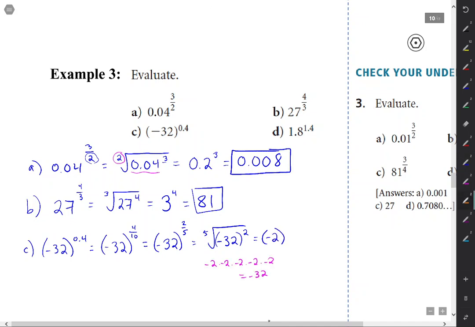And then we still haven't dealt with that squared over here. So now we're going to write the squared over here. And we're going to do -2 squared, which is equal to 4. So that's our final answer for that one.